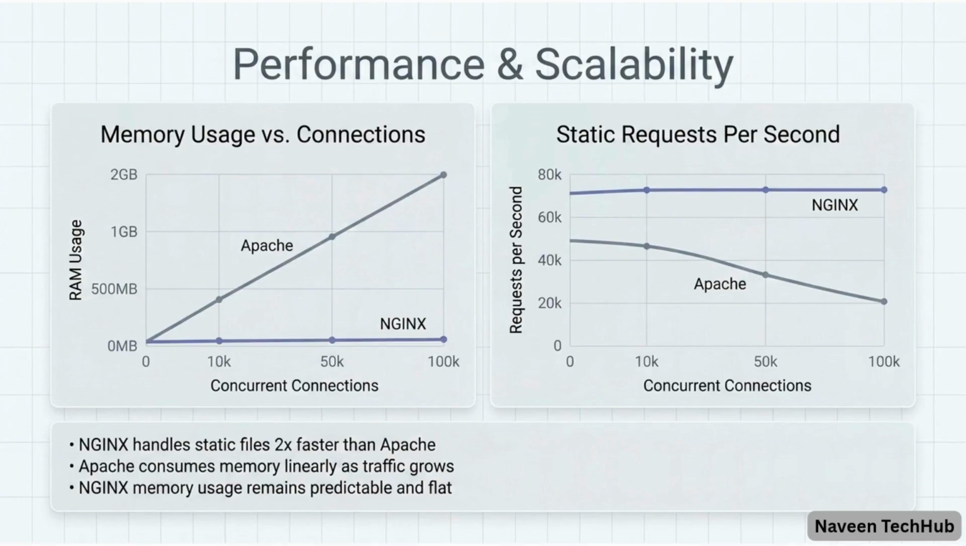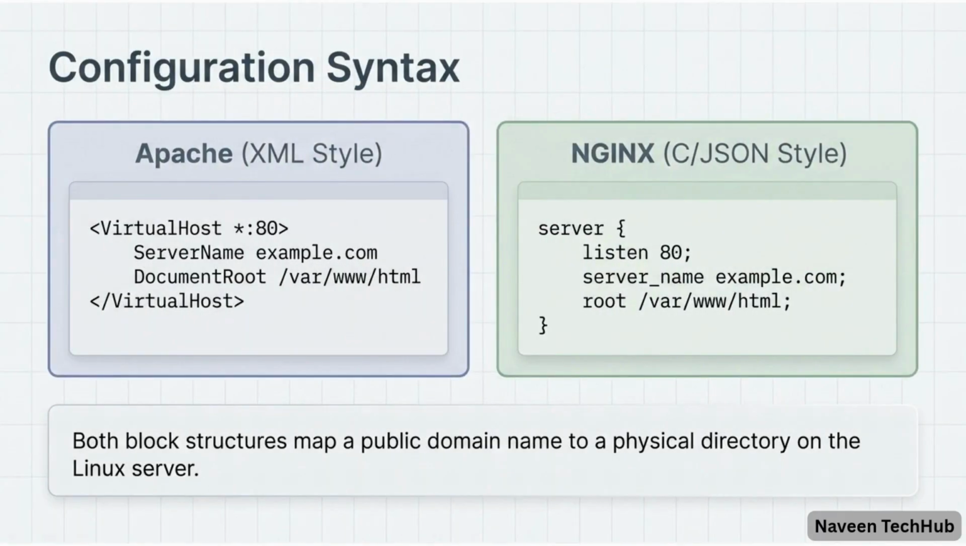Actual testing gives us the answer. Their configuration syntaxes differ as well. Apache uses an XML-style format for virtual hosts, while NGINX utilizes a C-style syntax. Both serve the same primary goal of mapping domain names to local directories.